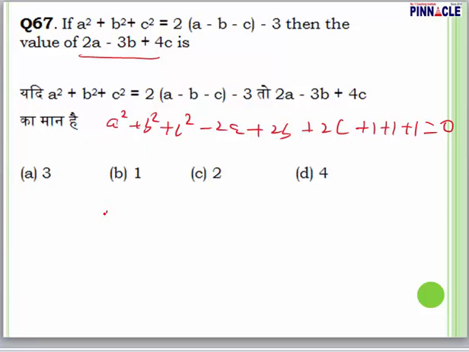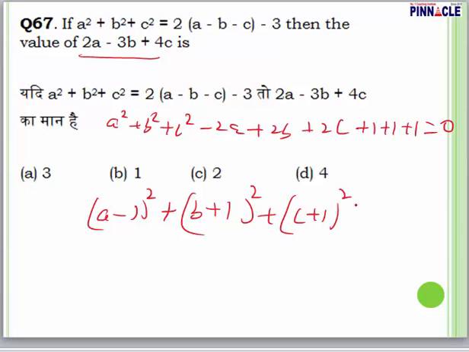In other words, (a − 1)² + (b + 1)² + (c + 1)² = 0. You can also write this expression like this, and it will give a = 1, b = −1, c = −1.